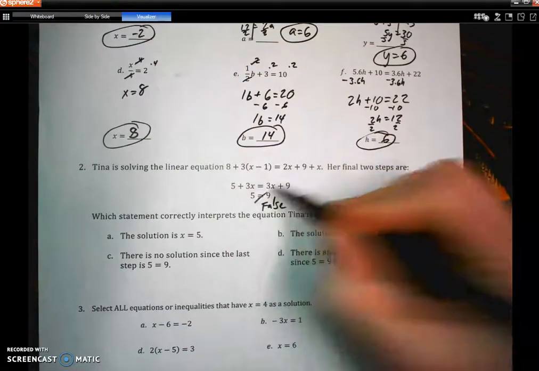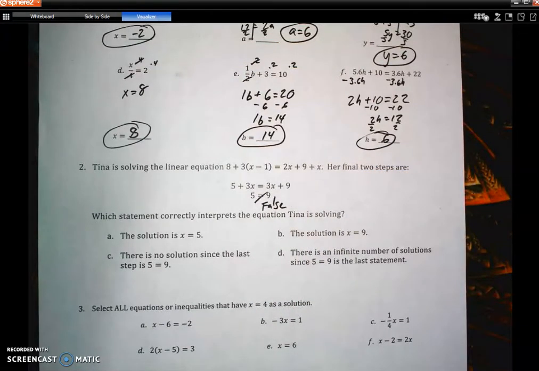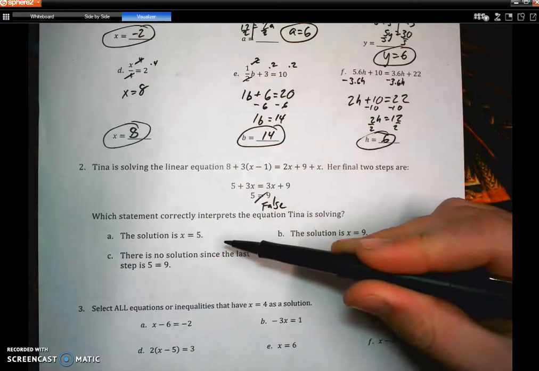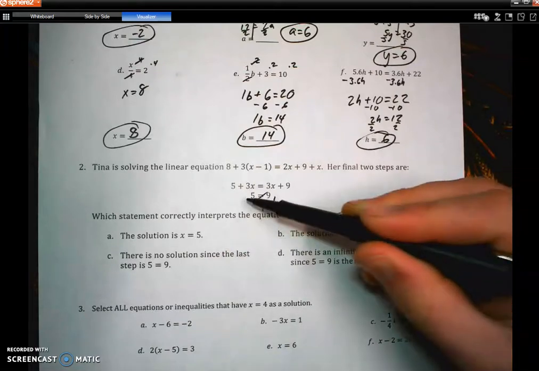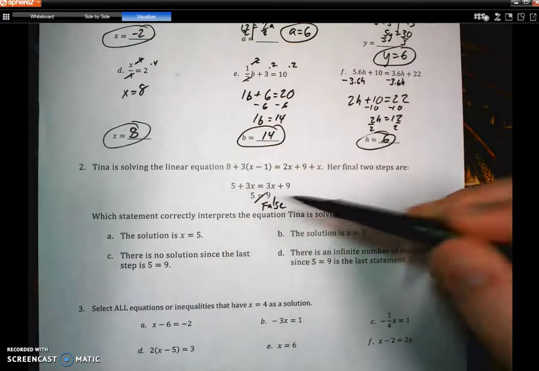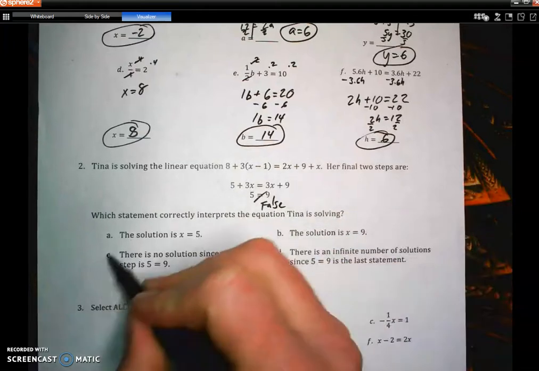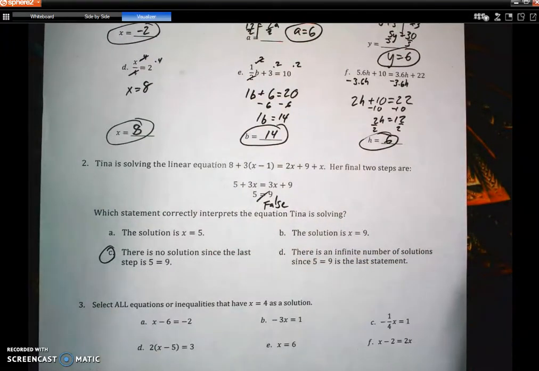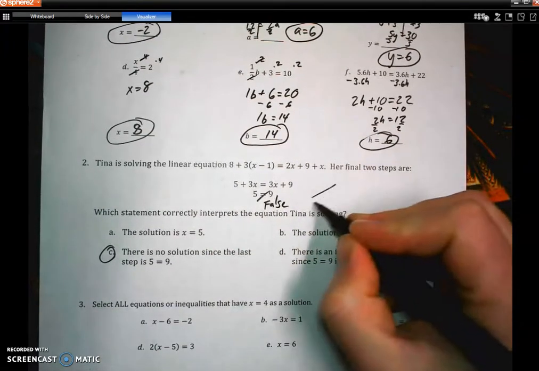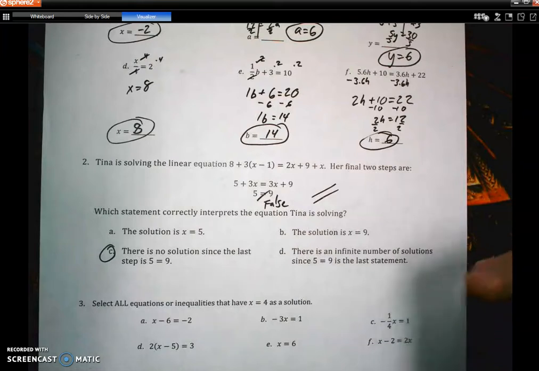5 does not equal 9. So that means there's going to be no solution. If it was infinite solutions, it would say something like 5 equals 5 or 9 equals 9. But since it's false, we broke math. It doesn't work. There's no solutions. That line would be parallel to the other line.